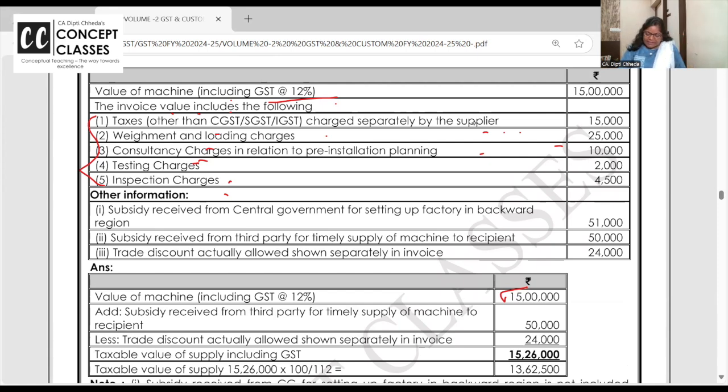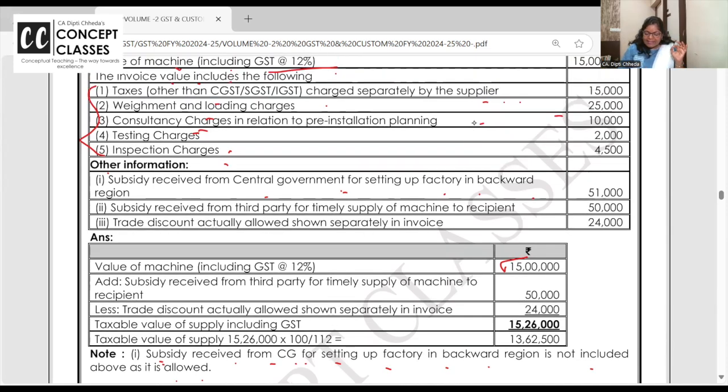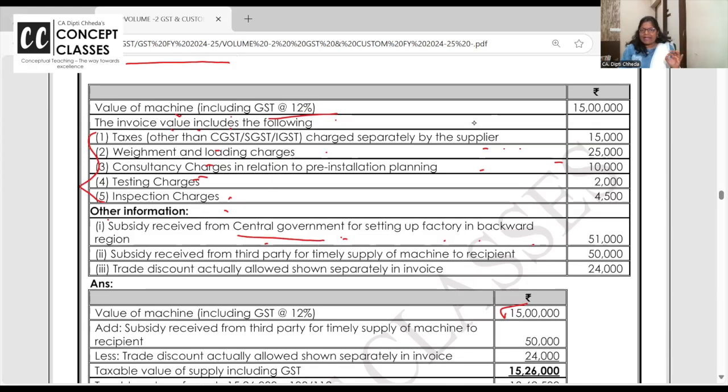Now, subsidy is received from central government. Okay. So, if subsidy is received from central government, if it is included, then you have to deduct. But it is already given separately. So, don't do anything. Just write a note: subsidy received from central government is not included in above as it is allowed. समझ में आ रहा है? Central government से जो subsidy मिल रहा है, that you have to deduct if it is included. But here it is not included. It's given in other information.